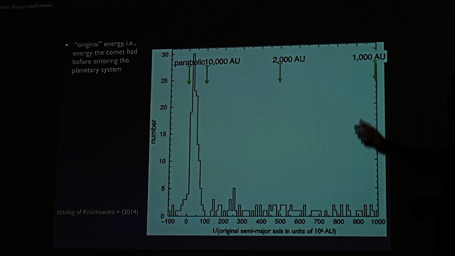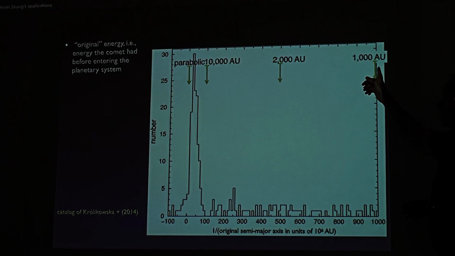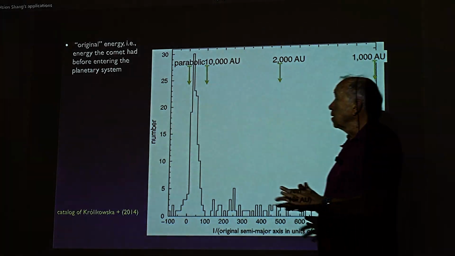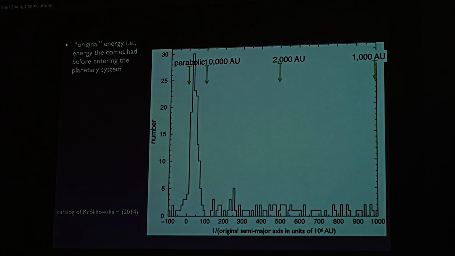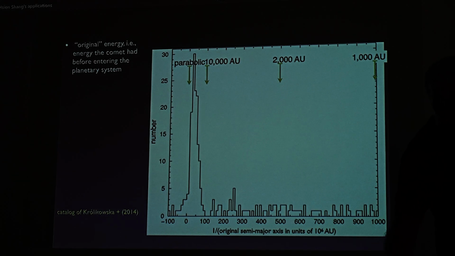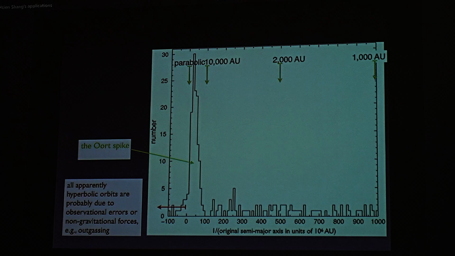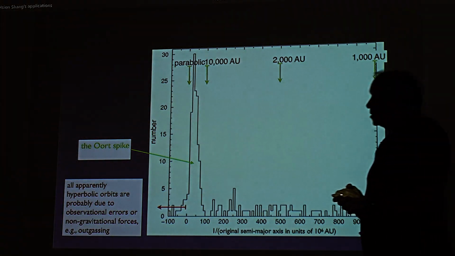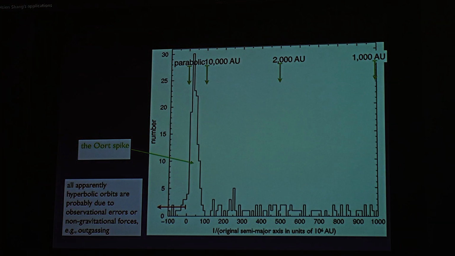The different numbers here correspond to semi-major axes of 1,000, 2,000, 10,000, and parabolic orbits. The first thing to notice is that there are a few hyperbolic orbits, but these are probably the result of observational errors or non-gravitational forces like outgassing from the comets when they come close to the sun.